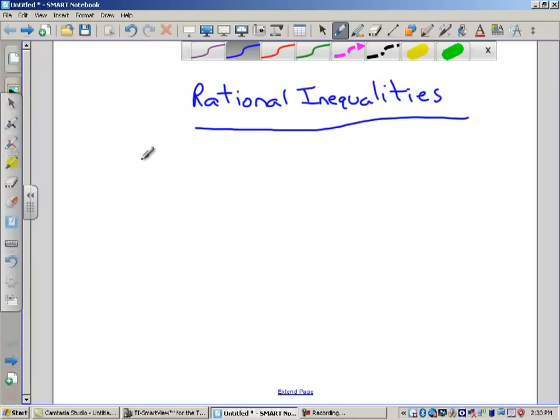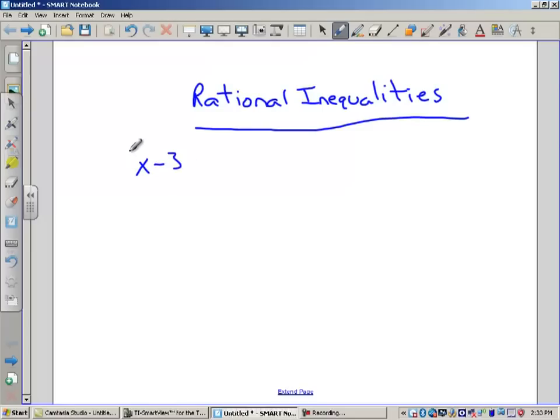So anyway, let's take a look at what I mean by rational inequality. Let's have x minus 3 over x squared minus 1. And let's see when this graph is greater than, or let's just do greater than 0.